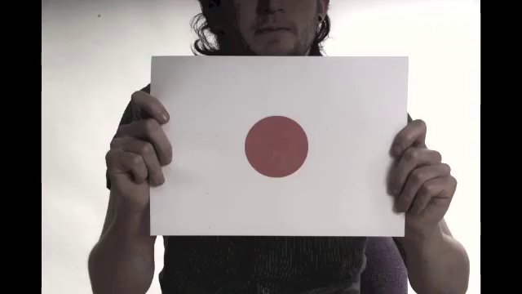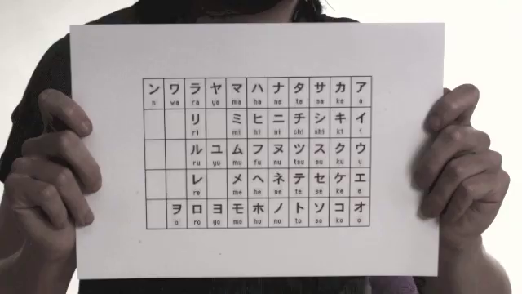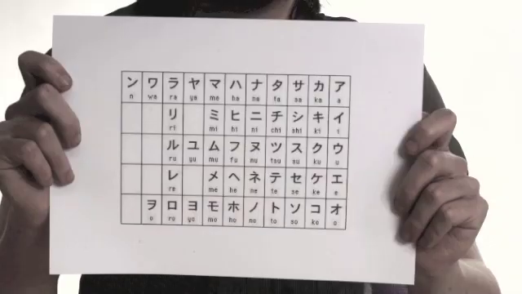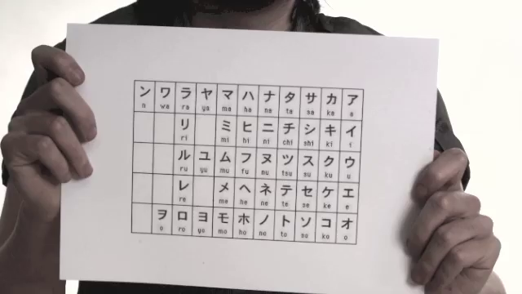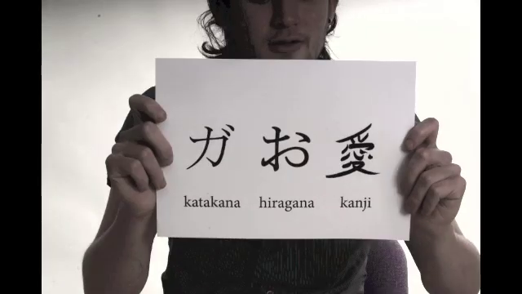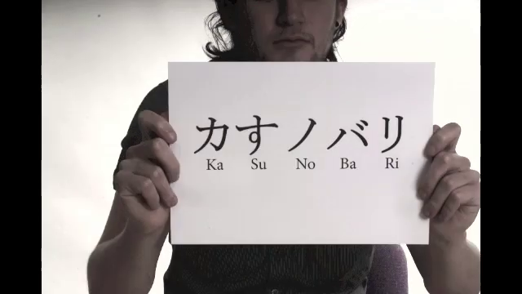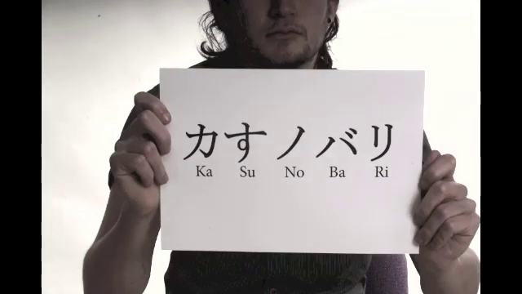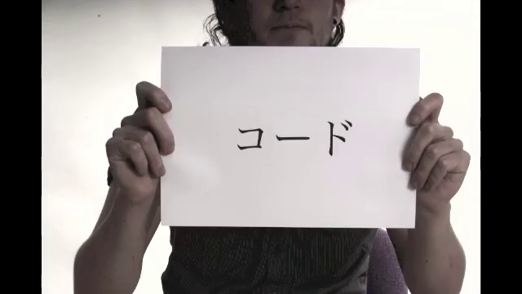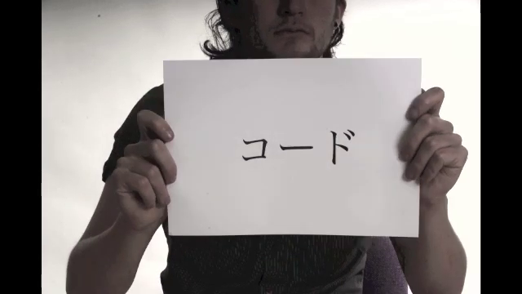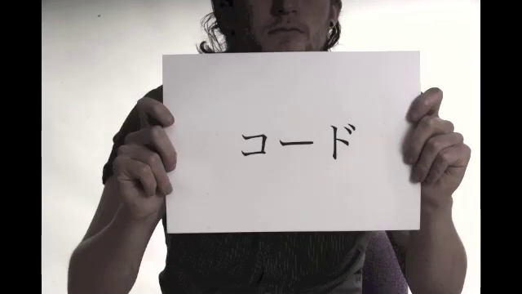Alphabets are also cultural codes. Staying on the theme of Japan, the Japanese alphabet isn't really an alphabet. It's symbols for syllables. The Japanese have 3 writing systems: hiragana, katakana, and kanji. The system of sounds are represented by calligraphy. Here is a sample of the characters and sounds: ka, su, no, ba, and ri. When they are put together, they can make up words like kodo, meaning codes.